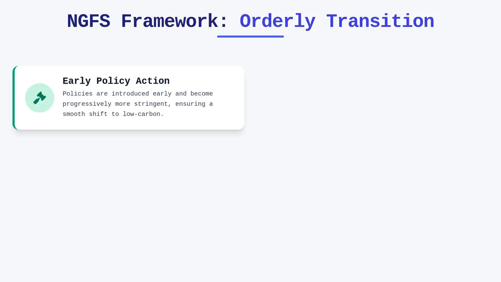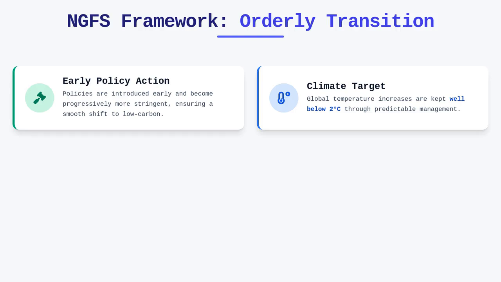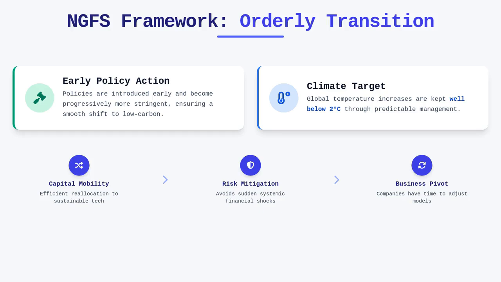The first quadrant of the NGFS framework is the orderly transition scenario, which assumes that climate policies are introduced early and become progressively more stringent over time. In this scenario, global temperature increases remain well below 2 degrees Celsius, and the transition to a low-carbon economy is managed in a smooth, predictable manner. Because policy changes are anticipated by market participants, capital remains mobile and can be reallocated efficiently towards sustainable technologies without causing sudden, systemic financial shocks.